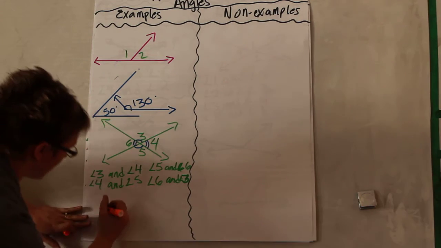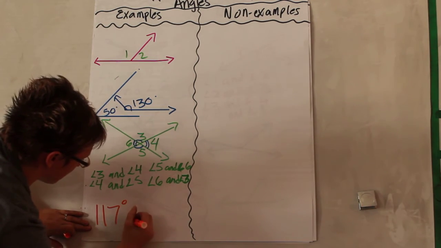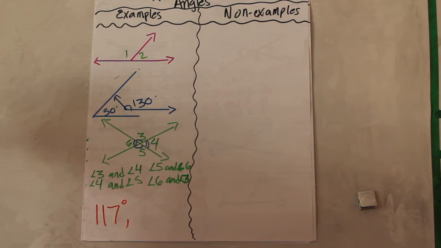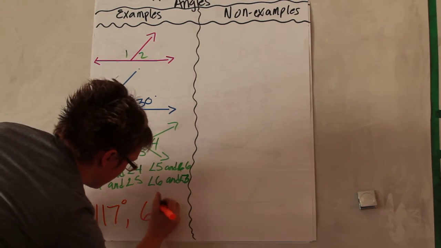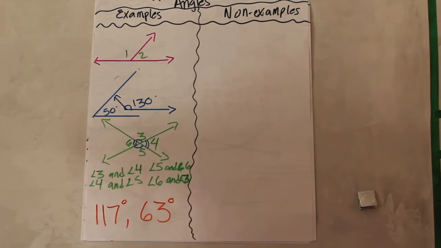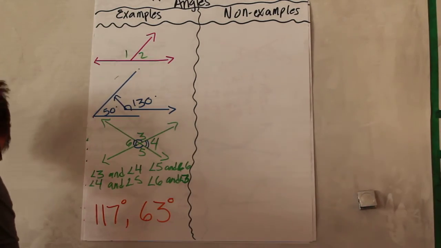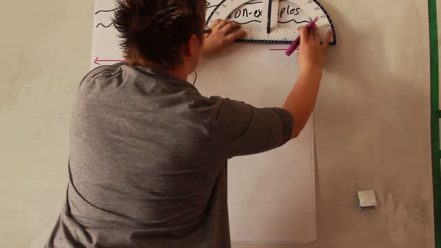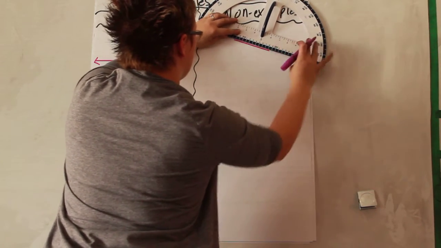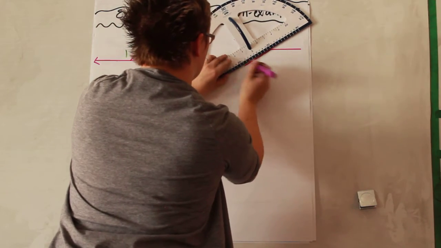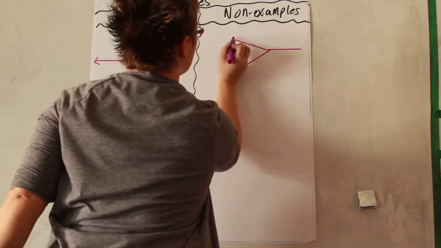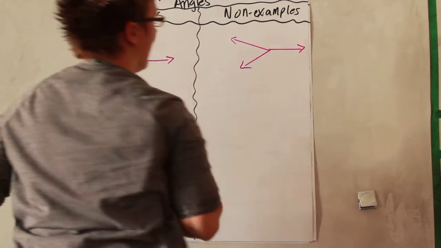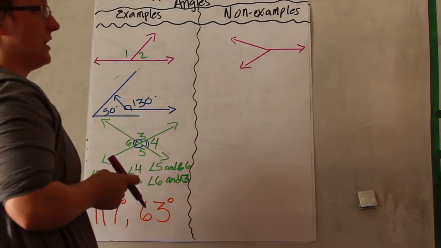And we can also have one that's 117. We can just have numbers. 117 degrees and 63 degrees. When those two are added together, they also equal 180 degrees. Now, some non-examples. One would be the Y shape that we had. We do not have any angles that add together to make 180 degrees.